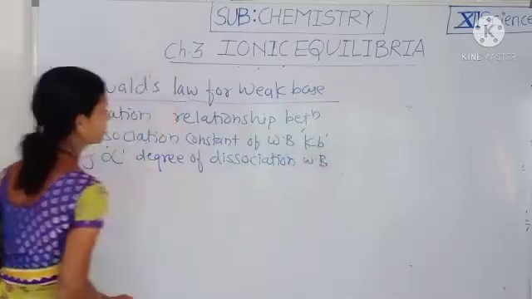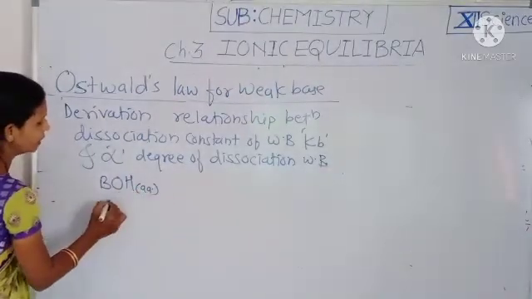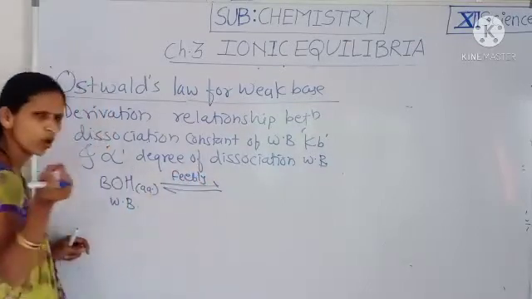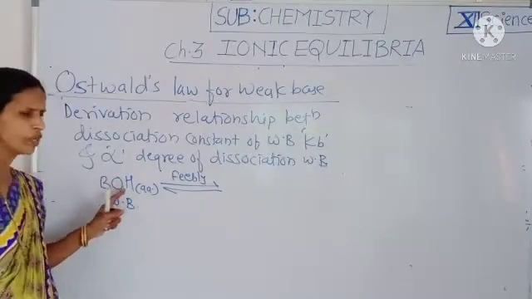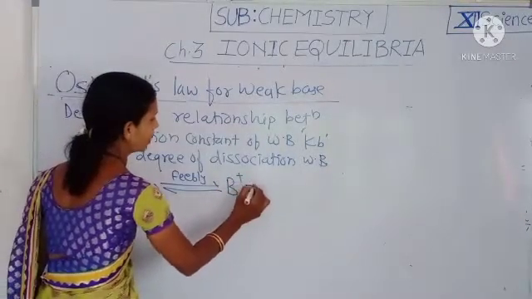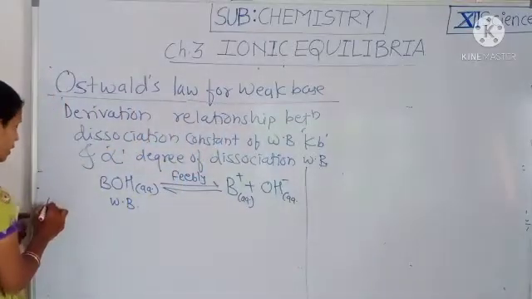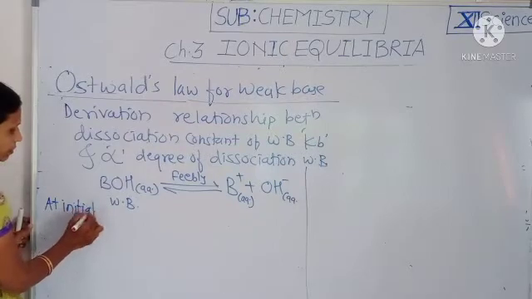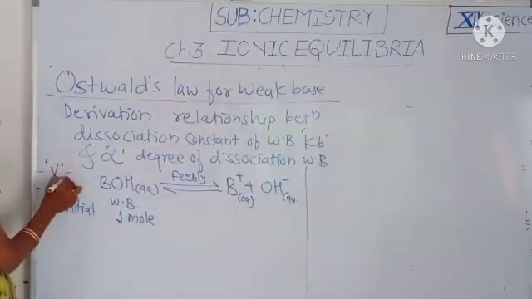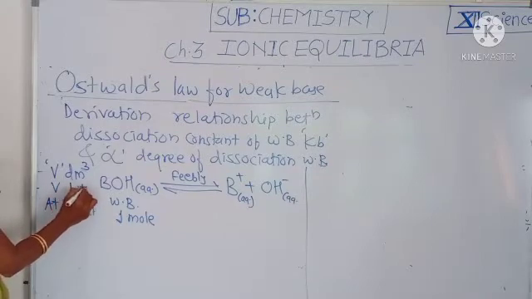Then see here, the weak base BOH in aqueous medium dissociates feebly. That means to a very small extent it undergoes dissociation. That means very few moles of weak base undergo dissociation to give B plus and OH minus ions in aqueous medium. Here at initial, 1 mole of BOH, that is weak base, is dissolved in V dm cube, or V liter, of solution.